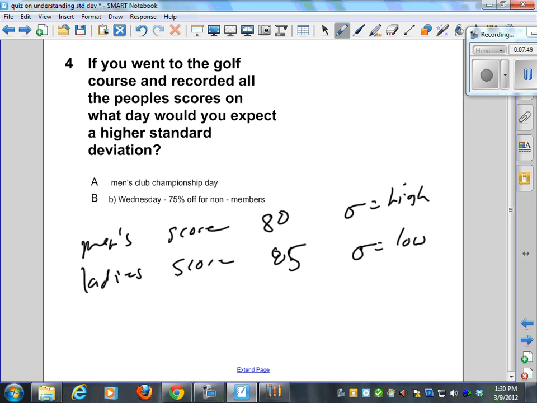Now, that's not to say that's what happens out there, but if you were given that situation, that's what it would mean. So you've got to get that out of your head. Just because the standard deviation is high doesn't mean the data numbers are high. It just means how spread out the data is.